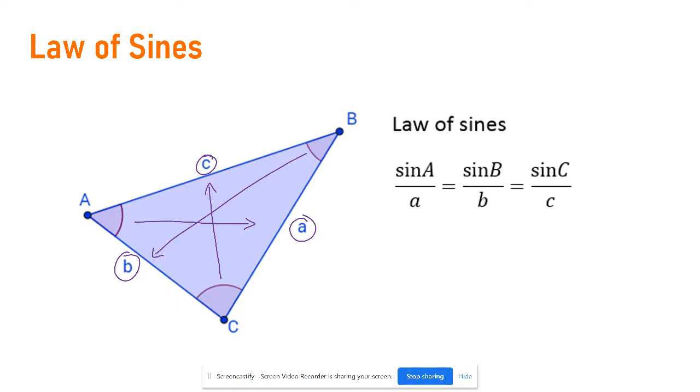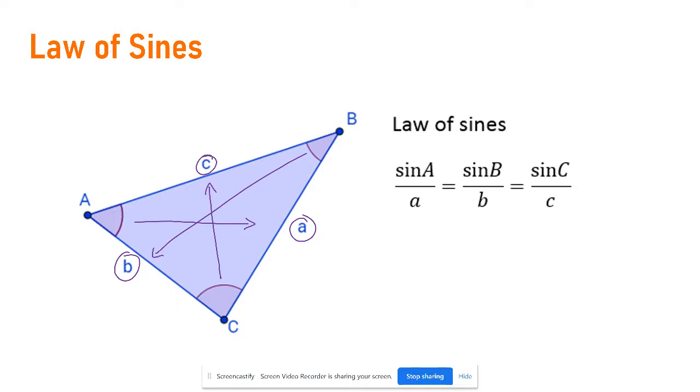And so what we end up with is this proportion. The law of sines says if you take the sine of an angle and make a ratio or a fraction of that with the measure of its opposite side, that will be proportional to all the sines of the other angles divided by their opposite sides. So sine of angle A over a is equal to sine of angle B over b is equal to sine of angle C over c.